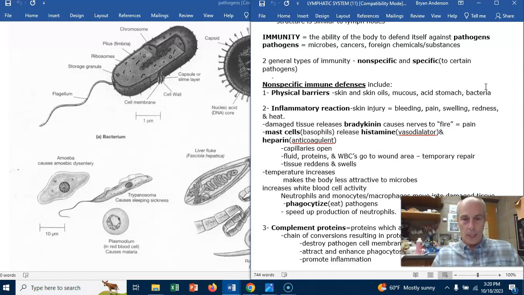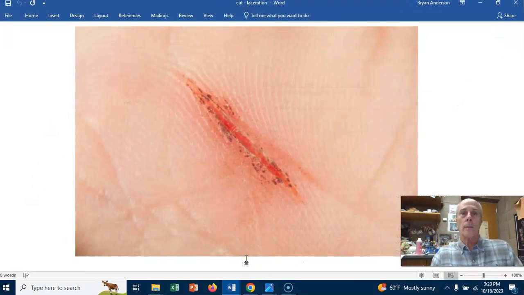Another one would be if you get a cut on your hand. Help if I have, I'm grabbing a mouse for the wrong computer here. That's just not going to work. This is just a generic picture of a cut, obviously.